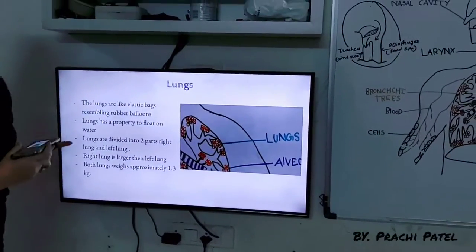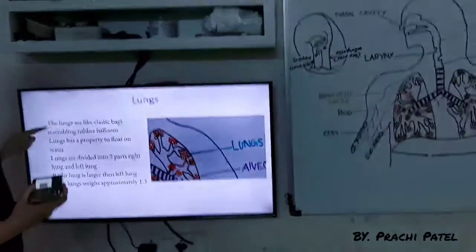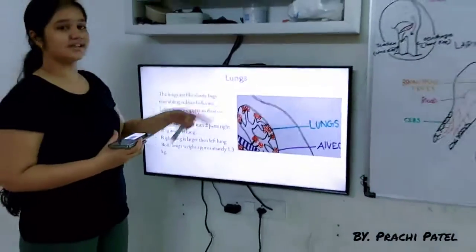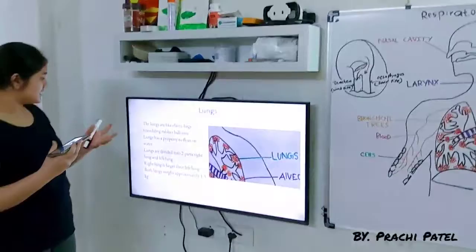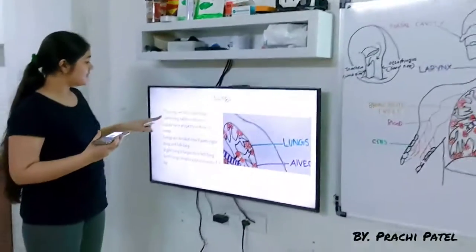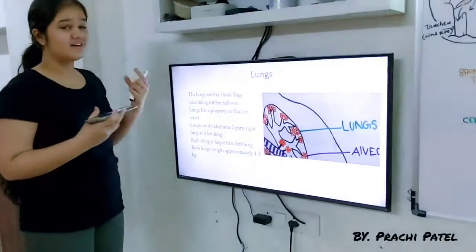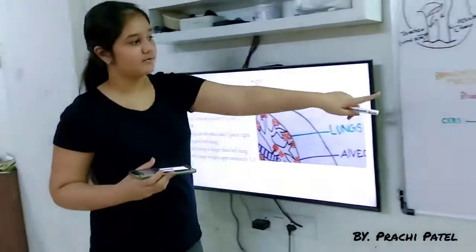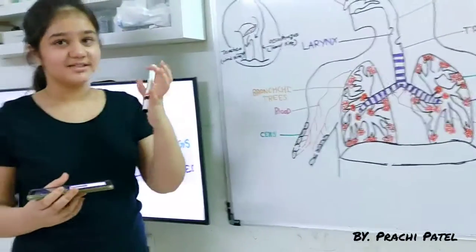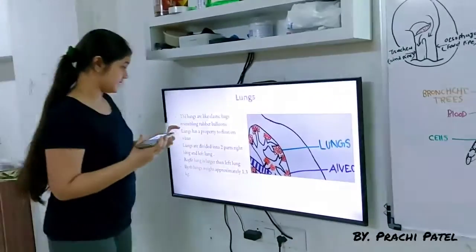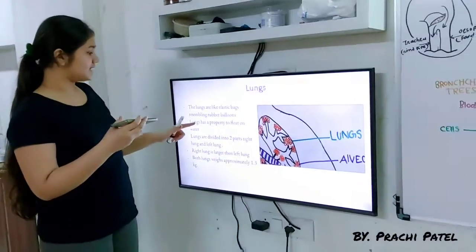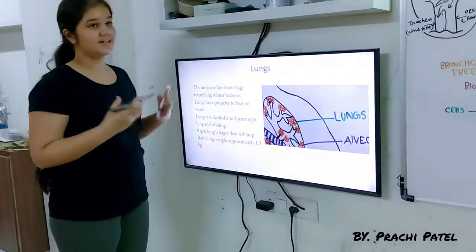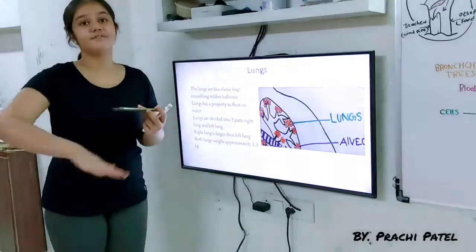Now we have the lungs. The lungs are like elastic bags, resembling rubber balloons. You can see the red part over here, which looks like a bunch of grapes. Lungs have the property of floating on water. This is a fact. Lungs can float on water.